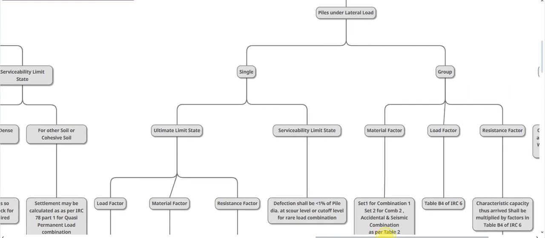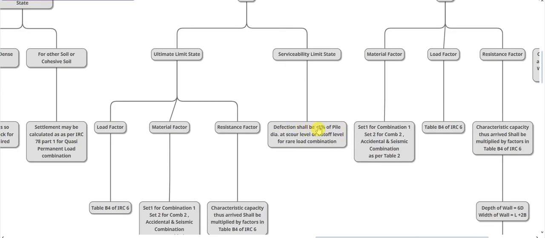In case of serviceability, the deflection shall be less than 1% of the pile diameter at the scour level or at the cutoff level for the rare load combination.